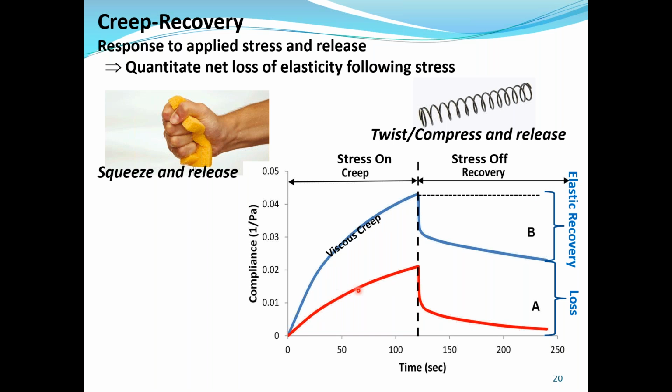In the case of material A, we get a viscous creep. The compliance, which is 1 over stress in this case, increases, and then once that stress is released, it falls back to pretty close to its initial level. However, material B has a much higher level of compliance, but once the stress is taken off, it does not recover nearly as much as material A. So we can quantify the elastic recovery as well as the loss of elasticity for that particular sample.